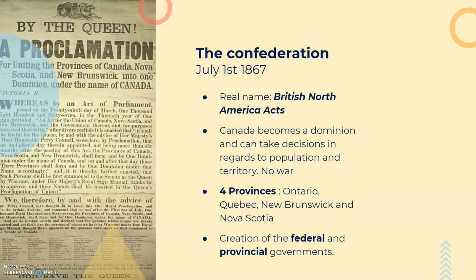So, there are 4 provinces, il y a 4 nouvelles provinces, Ontario, Quebec, New Brunswick, and Nova Scotia. These are the first 4 provinces of the real Canada: Ontario, Quebec, New Brunswick, and Nova Scotia. In addition to that, there's the creation of two different governments: the creation of the federal government and the provincial government.